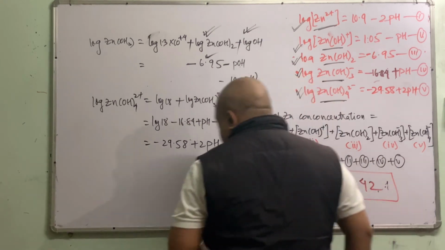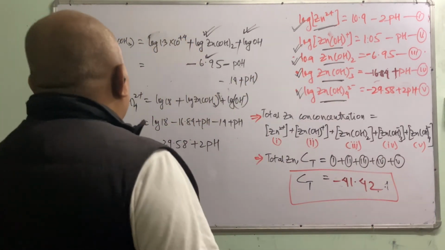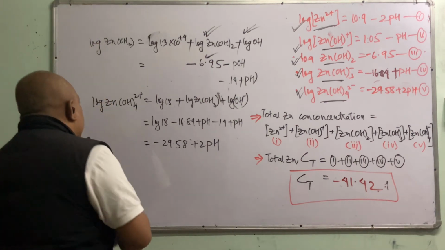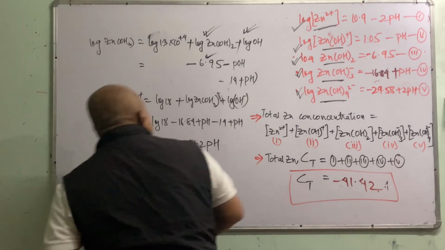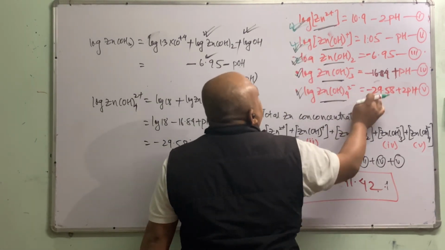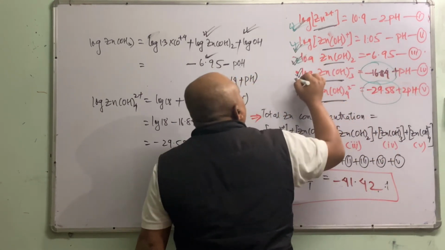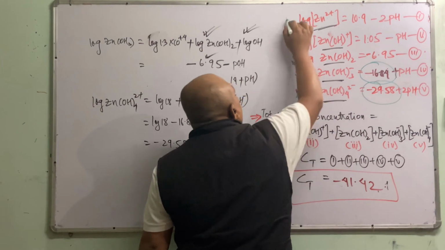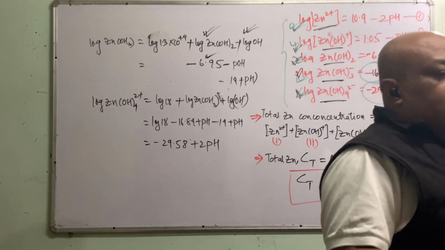Since it's very lengthy, let me do one thing. My dear students, please try to check yourself and see whether these three equations are correct. Just please have a check. This minus 16.84 and minus 29.58, and then let me continue in tomorrow's class. By using this equation, I'm going to solve the problem.